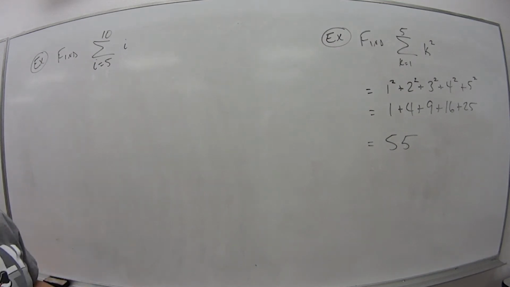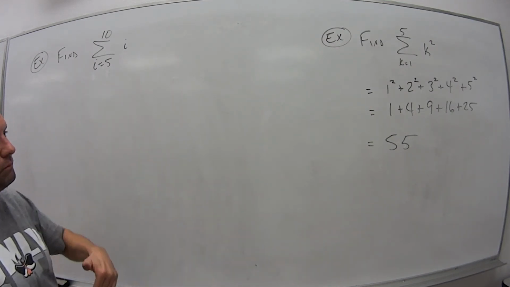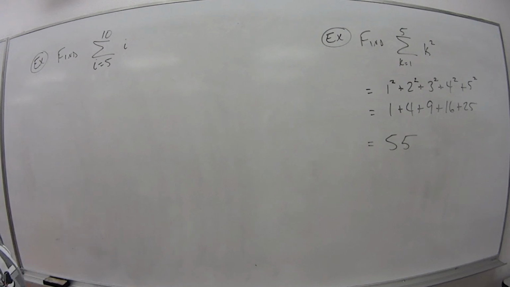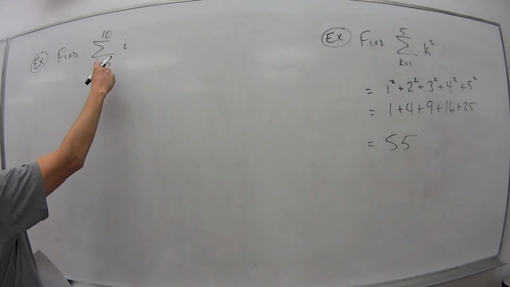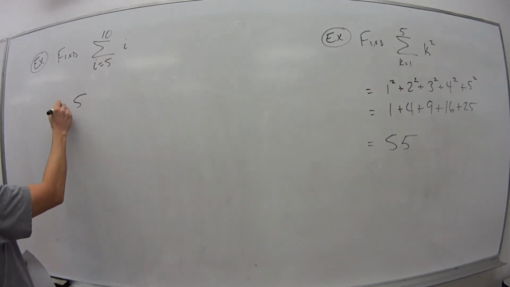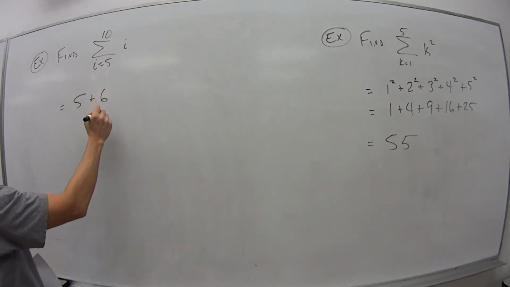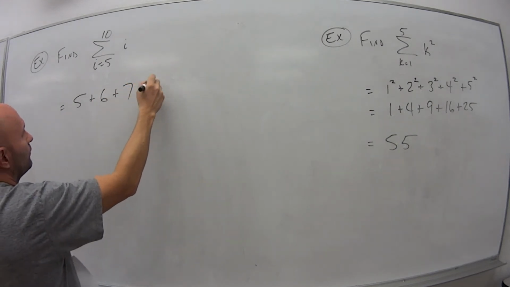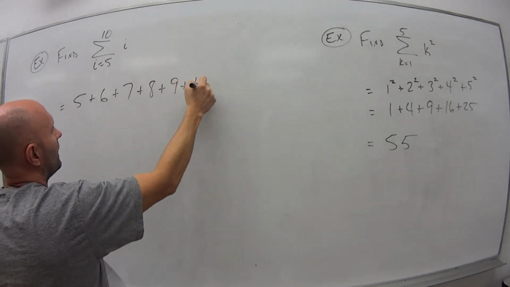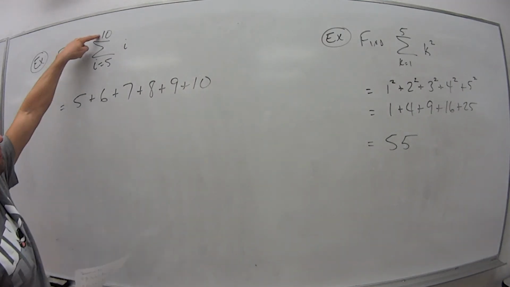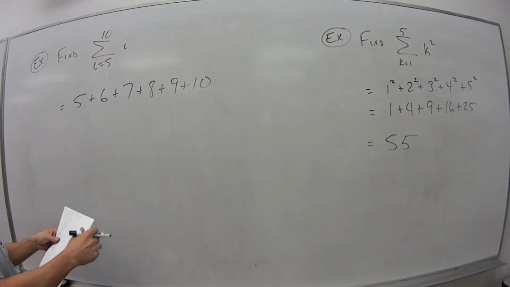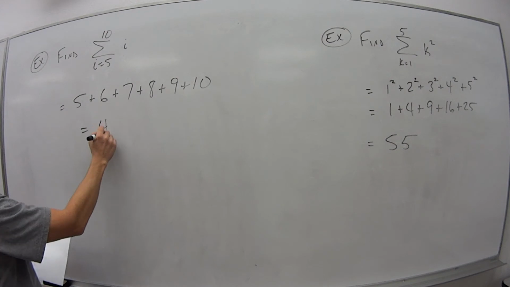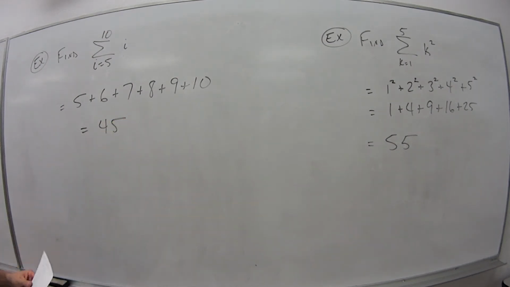So go ahead and pause, give this one a try, come on back, and we'll work it through. All right, welcome back. So we have what? We're starting when i is 5. So that means it's 5 plus 6 when i is 6. When i is 7, it's 7 plus 8 plus 9 plus 10. And that's our ending value. We end at 10. So you add all these up and you get 45.